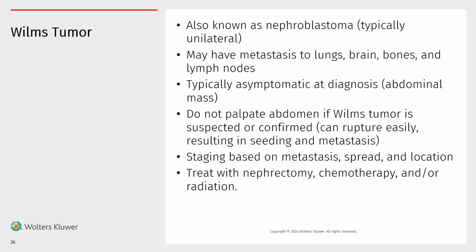Then we have Wilms tumor, which is a nephroblastoma. Nephro refers to kidney. It may have metastasis to the lungs, brain, bones, and lymph nodes. It is typically asymptomatic at diagnosis, just an abdominal mass, and then we have to get in there and do a biopsy and find out what it is. Do not palpate the abdomen if Wilms tumor is suspected or confirmed, because you can rupture the tumor, then it would seed and metastasize. Very, very important.